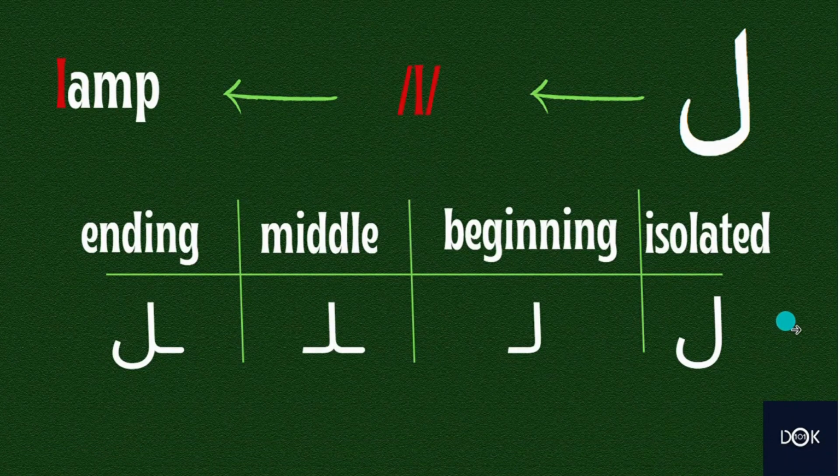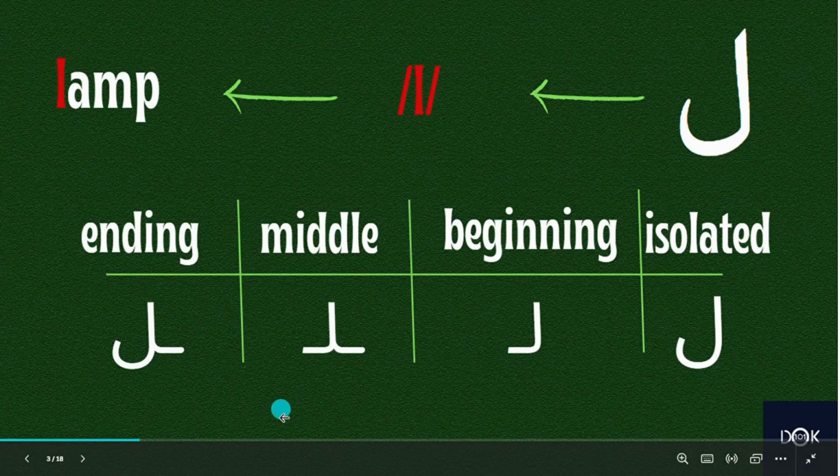The first letter we have is Lam, and the sound of letter Lam is just like the sound of letter L in the word lamp. Lam, l, lamp. Now these are the four forms of lam, and some students confuse lam with letter alif when it appears in the middle of the word. So I'm going to explain this part in a bit more detail.